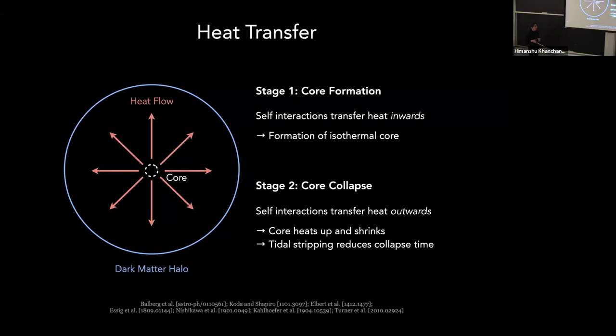And as it shrinks and heats up, it further accelerates the heat flow outwards. And so you end up in this catastrophic regime where your core is rapidly collapsing in an exponential way. The end state of this would probably be the formation of a black hole or something like that. This core collapse process has actually been well studied in the context of globular clusters.